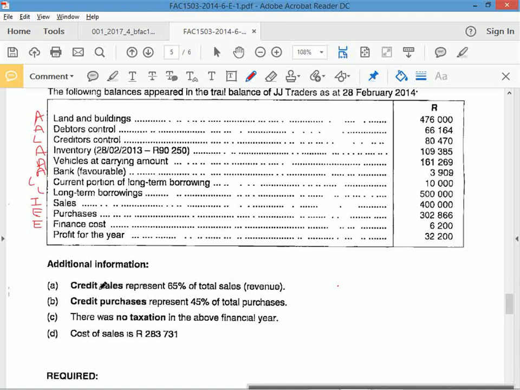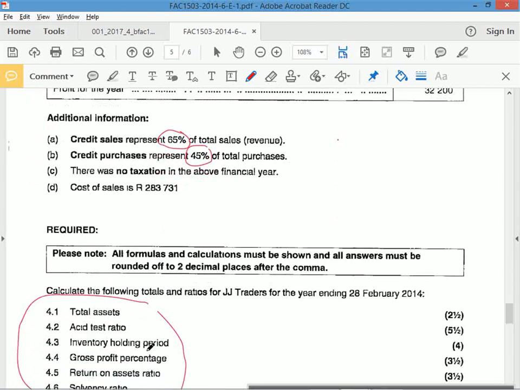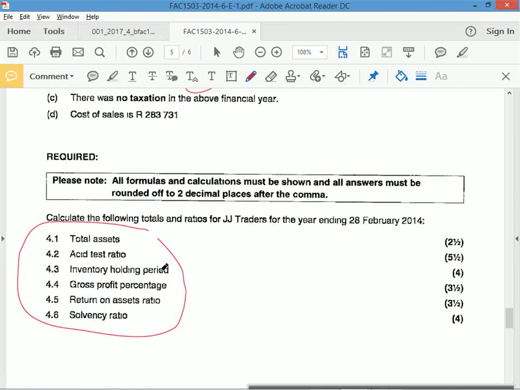They give you additional information. They tell you that credit sales represent 65% of total sales, and that credit purchases represent 45% of total purchases. They also tell you that there's no tax in the above financial year. We know that sole proprietors don't pay tax as a business, they pay tax as an individual. And then you've got cost of sales as well. Go to the required, see what you've been asked for. All formulas and calculations must be shown, and answers must be rounded off to 2 decimal places.